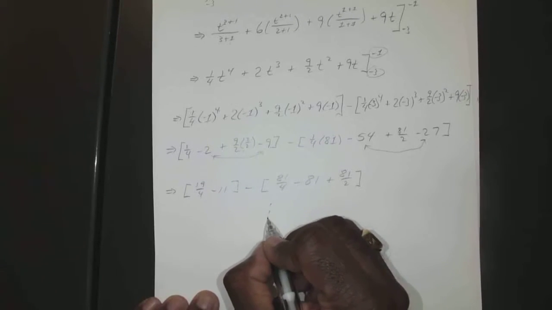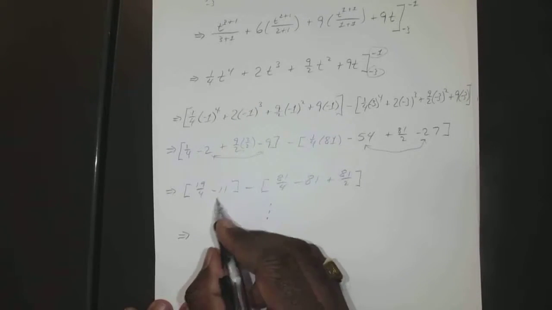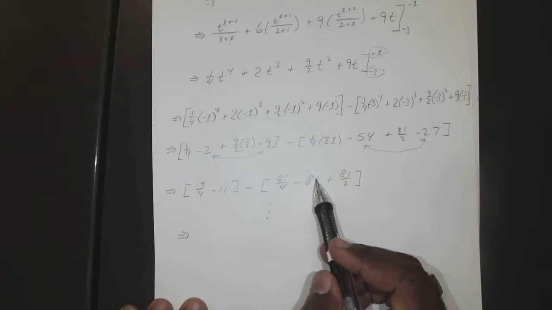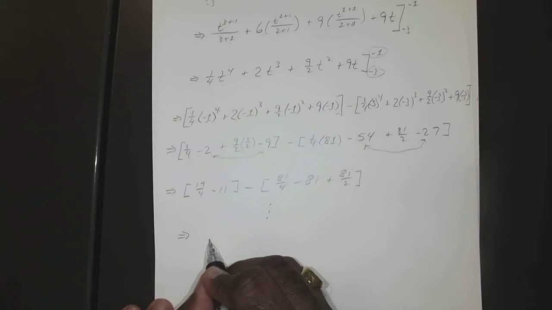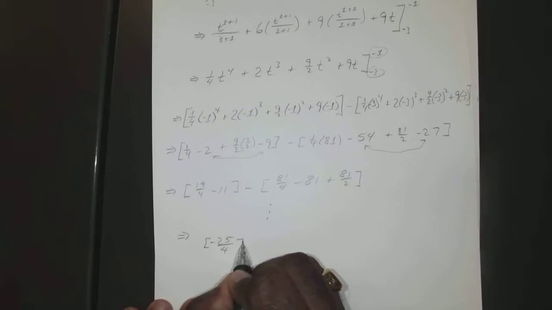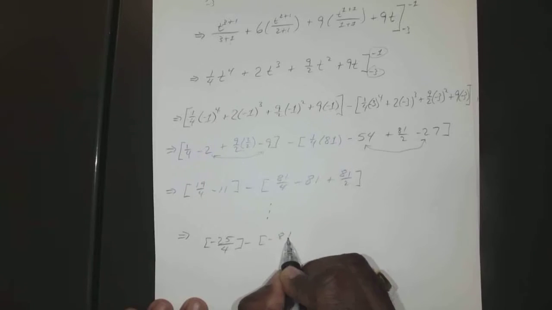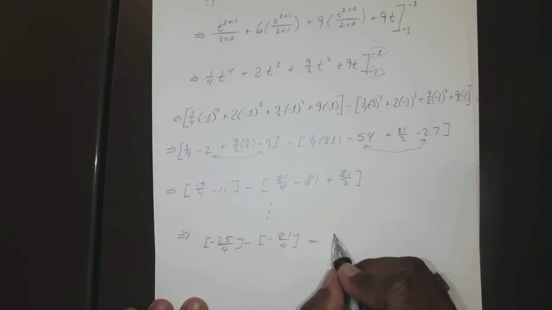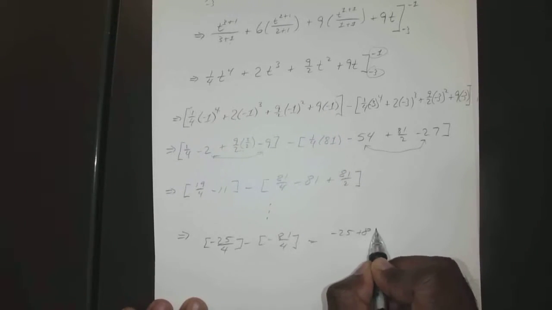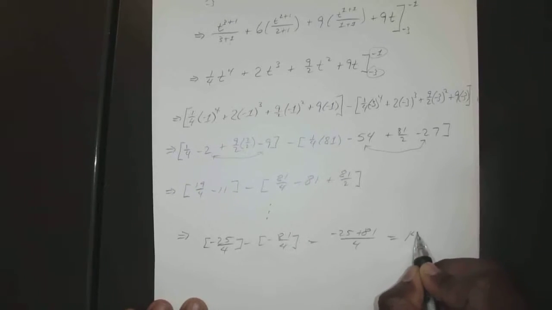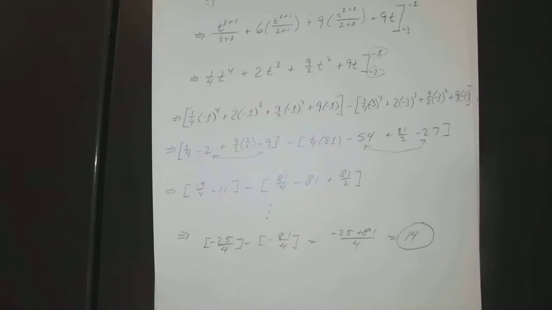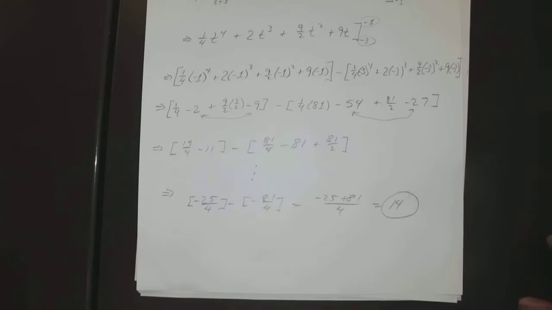And once you plug in all that and other information, make that 44/4 and do all the other stuff you have to do, you end up with -25/4 minus -81/4, which is -25 plus 81/4, which is just 14. All right, so any questions on that one?